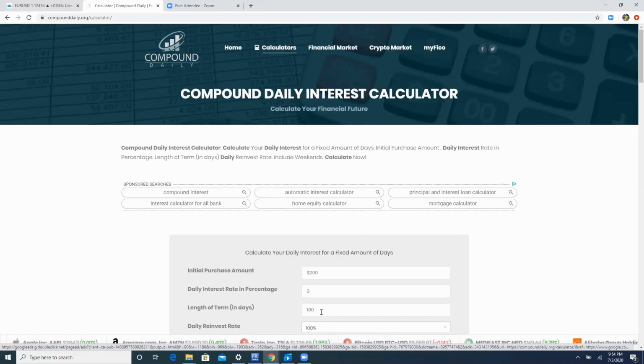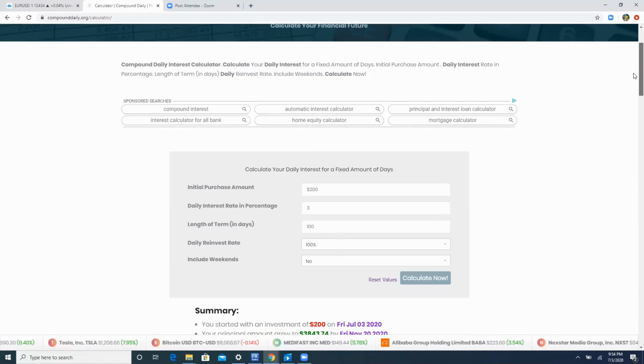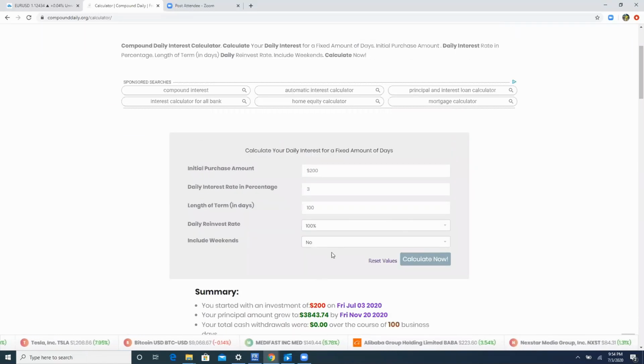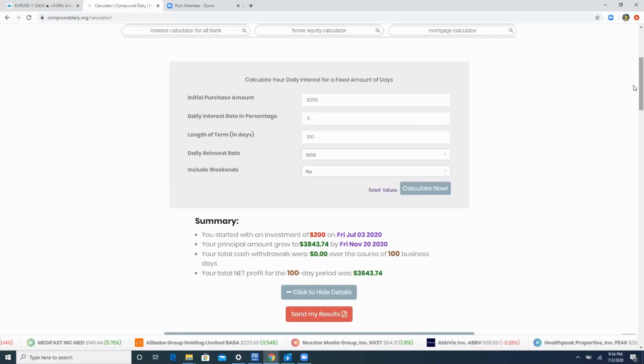And you trade it for 100 days, which is in business days. So in a month is roughly 20 business days. And the daily reinvest, meaning that you don't take your money out, which is another hard thing for people to do when they're winning, is 100%, meaning you're not taking your money out of the market. So under that scenario, your $200 on today, July 3rd, would be $3,800 by Thanksgiving time.